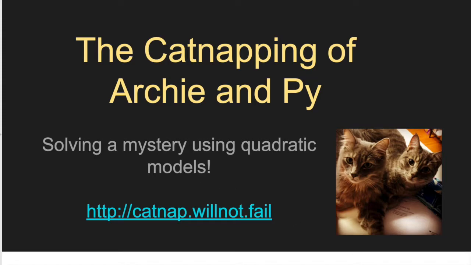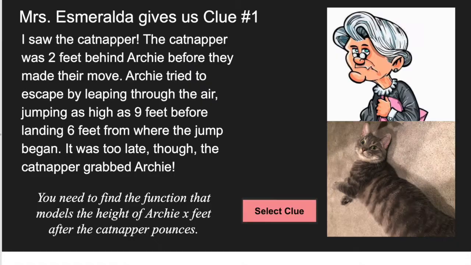Okay. So, in terms of this one, you had a number of clues you had to find. The first clue was from Mrs. Esmeralda, and she saw the catnapper. The catnapper was 2 feet behind Archie before they made their move. Archie tried to escape by leaping through the air, jumping as high as 9 feet before landing 6 feet from where the jump began. It was too late though.